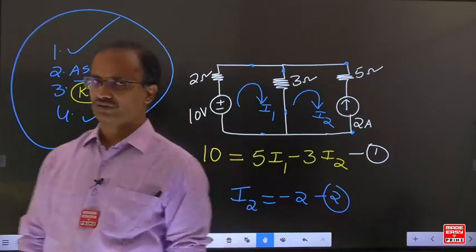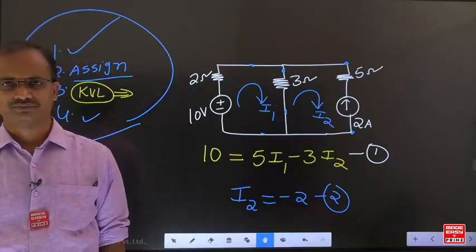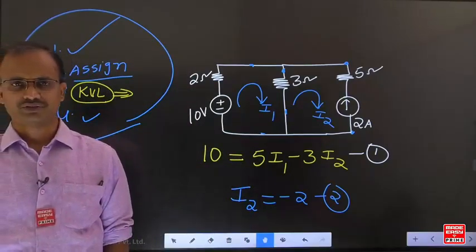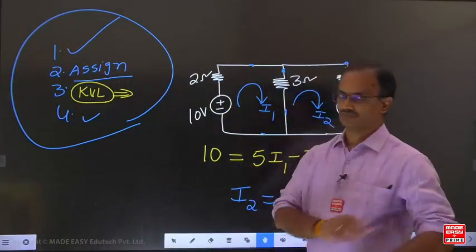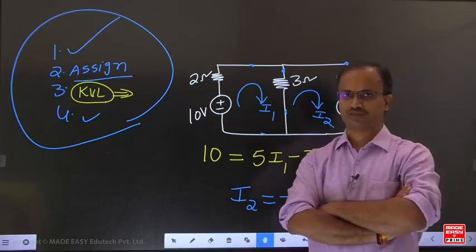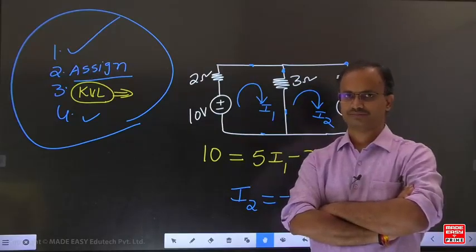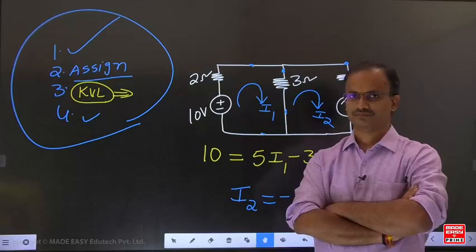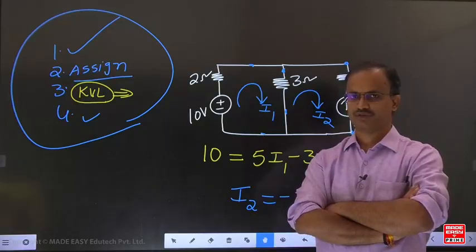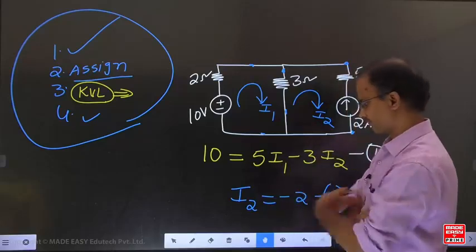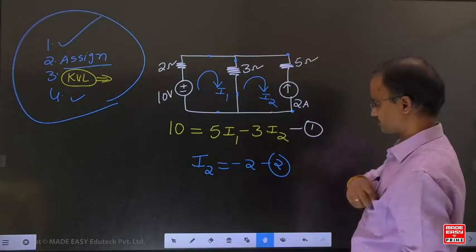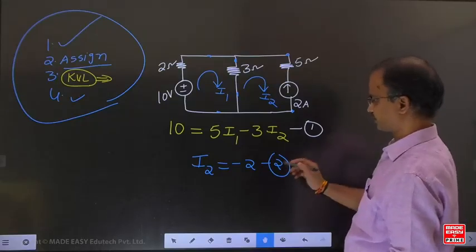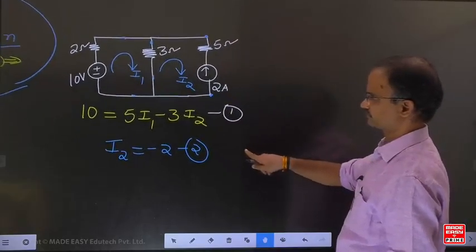Next point: by solving KVL equations, find loop currents. अब चेक करो जी, इधर इक्वेशन 2, can you substitute equation 2 in equation 1?